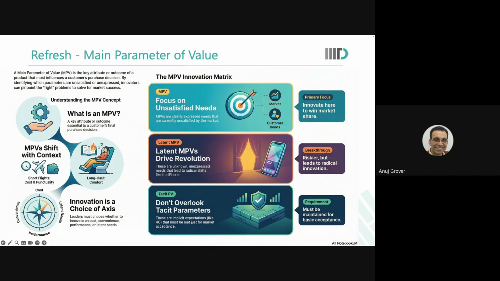Okay. Then basic PVs. If you ignore basic PVs, what will happen? Even if someone purchases from you because you focused on an MPV or brought in a latent PV, it will not work, because the basic PV, which everyone assumed would work, is not handled well. Are you with me? There are some basic non-negotiable functions, features, and performance metrics that have to be met. And if they are not met, what happens? We again end up losing market share. Are you with me?